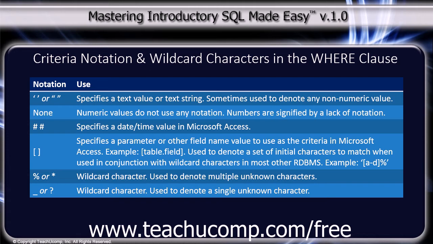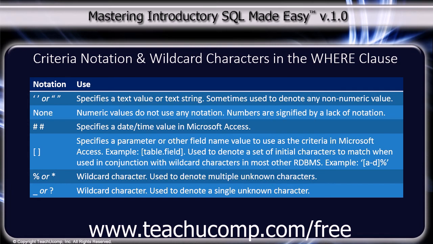So the single quote or the double quote specifies a text value or a text string. This is sometimes used to denote any non-numeric value in RDBMS systems. Alternately, no notation is usually signifying a number within a criteria value. Pound signs sometimes specify a date-time value in Microsoft Access. Bracket symbols often specify a parameter or other field name value to use as the criteria in Microsoft Access. You may also see this in SQLite.